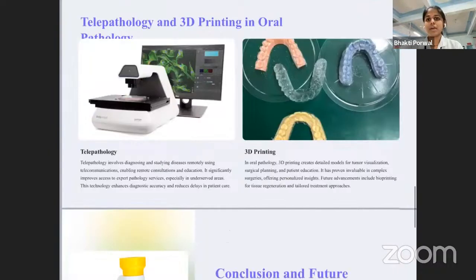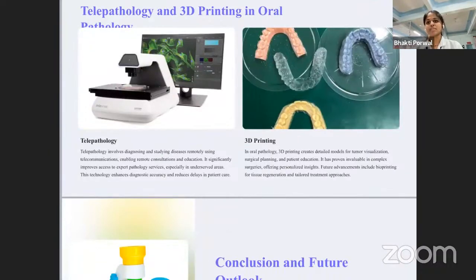And telepathology and 3D printing. Telepathology involves diagnosis and studying disease remotely using telecommunications, enabling remote consultations and education. It improves access to expert pathology services in underserved areas. This technology enhances diagnostic accuracy and reduces delays in patient care. Now in 3D printing, it creates detailed models for tumor visualization, surgical planning, and patient education. It has proven invaluable in complex surgeries, with further advancements using bioprinting for regeneration and tailored treatment.